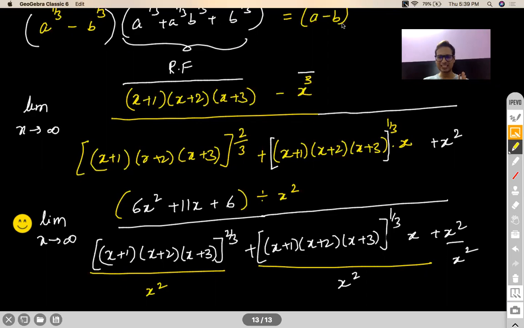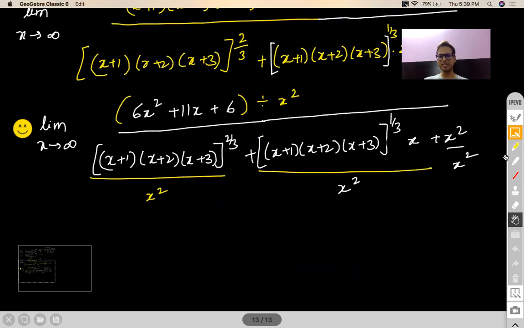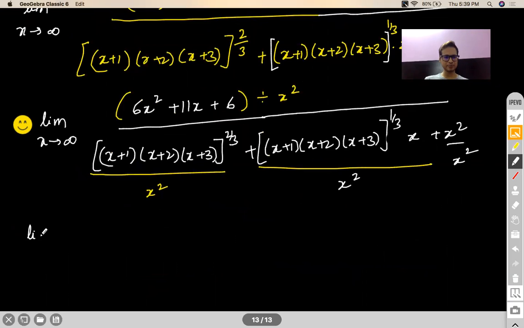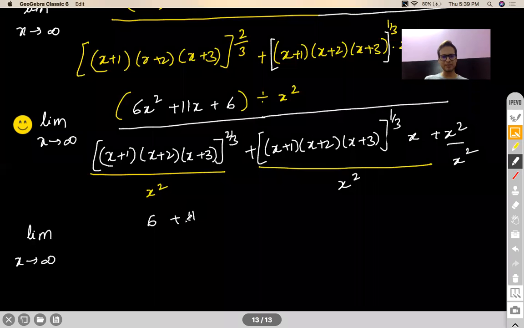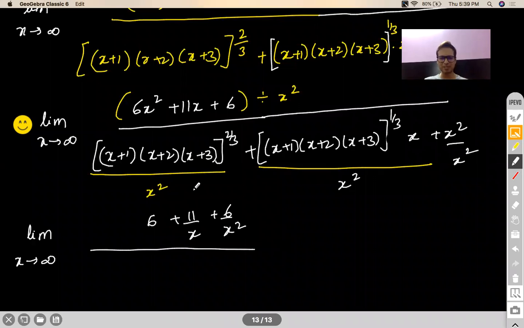Got it, Ananya? Now I divided throughout with x square, because that is the highest effective power of x occurring in the entire expression. Correct? Now I'm going to do that step. So now numerator will become a 6. This will become a 11 by x. I would have actually wrapped the problem here itself, but just to show you all the steps.